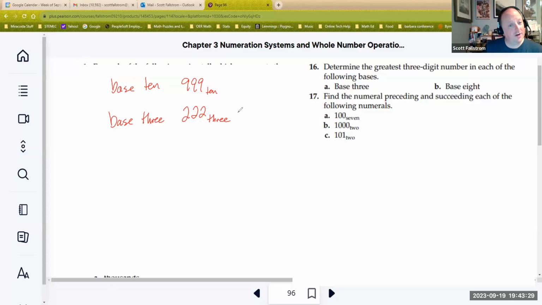Okay. Now, if you wanted to write that, it just says 3-digit number. The greatest 3-digit number in each of the following bases. So the greatest 3-digit number is 222 in base 3. If you wanted to write that in base 10, for whatever reason, because it just said number, it didn't say a numeral in base 3.